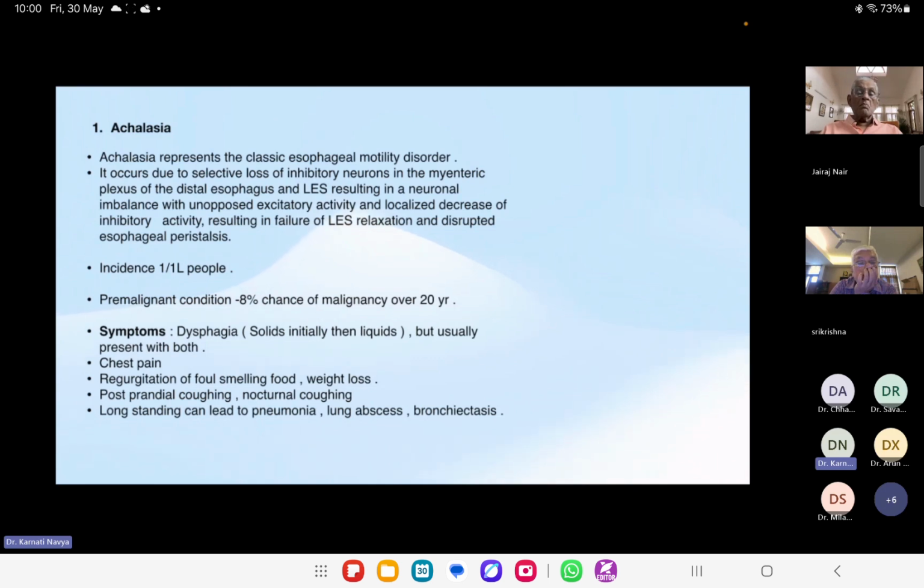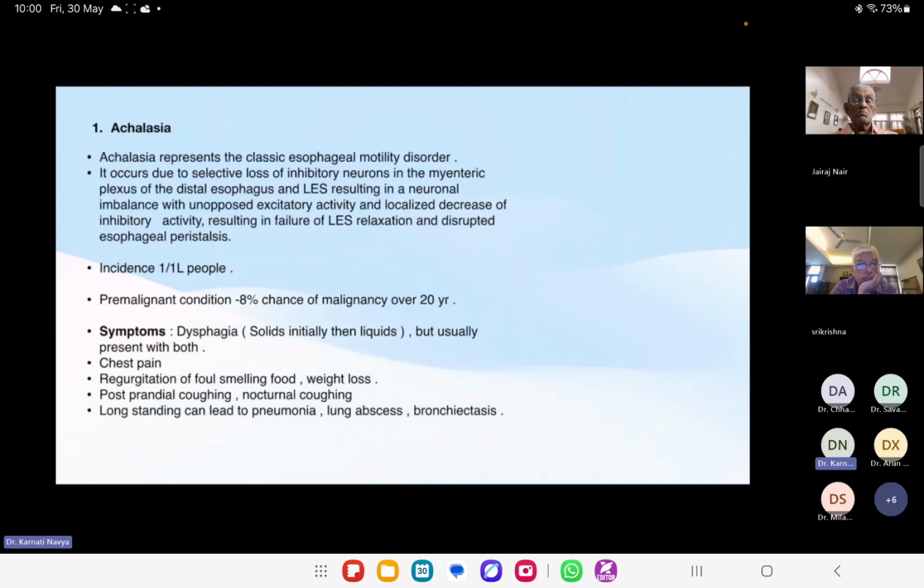in the myenteric plexus of the distal esophagus and the lower esophageal sphincter, resulting in a neuronal impedance and unopposed excitatory activity and localized decrease of inhibitory activity, that is resulting in failure of lower esophageal sphincter relaxation and disrupted esophageal peristalsis. Its incidence is usually 1 in 1 lakh people. It is a pre-malignant condition with 8% chance of conversion to malignancy over a 20-year period.